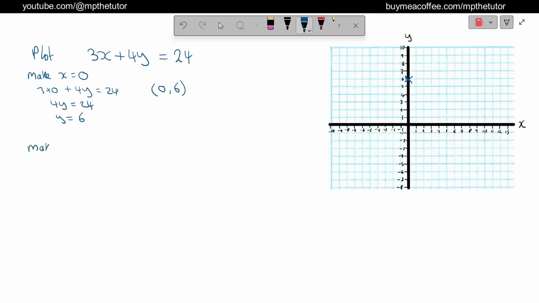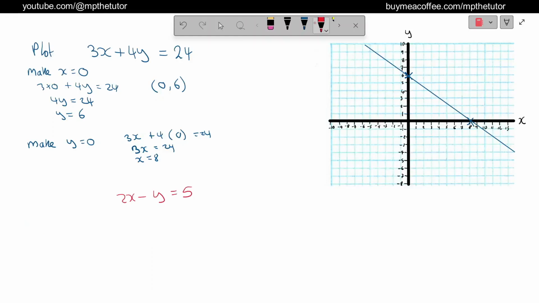And then we can do the same thing. We're going to make y equals 0. So we have 3x plus 4 lots of 0 equals 24. That means 3x equals 24, and x therefore equals 8. So you have a point down there, and then we join them up. I'm going to make that line longer, so that is the line going between those 2 points, going through the graph as shown.